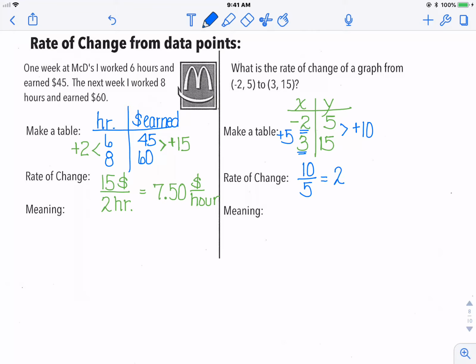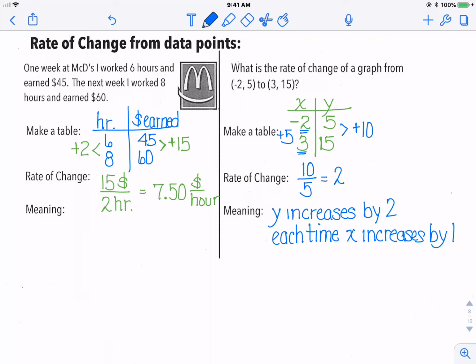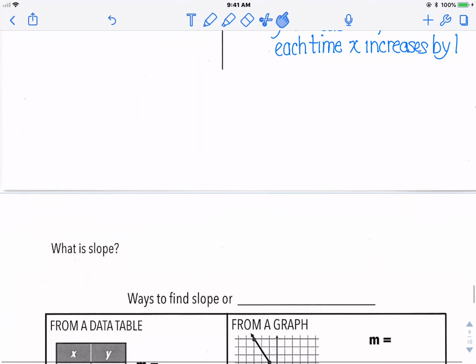And again, you can reduce this to 2 or 2 over 1. So the meaning is Y increases by 2 every time X increases by 1. So when I look at my graph, if I graph these 2 data points, I would have to rise 2 units and run 1 to the right, rise 2 units and go 1 to the right, and each time I'd still be hitting the line that that graph has.